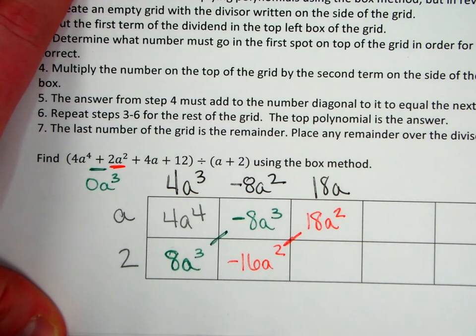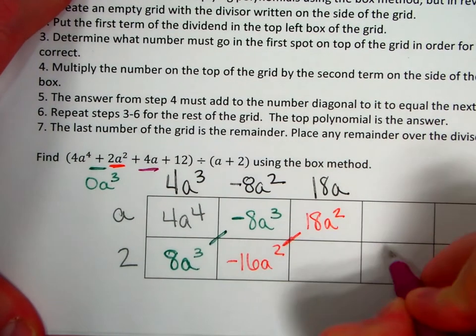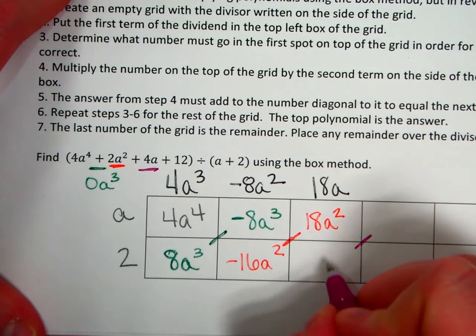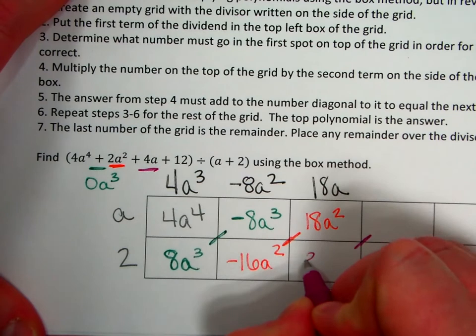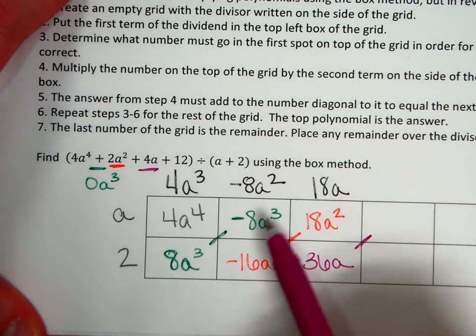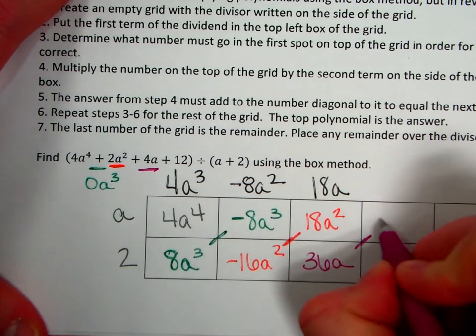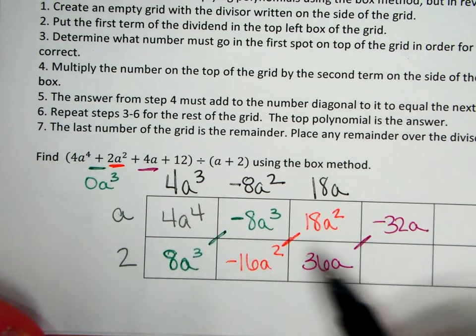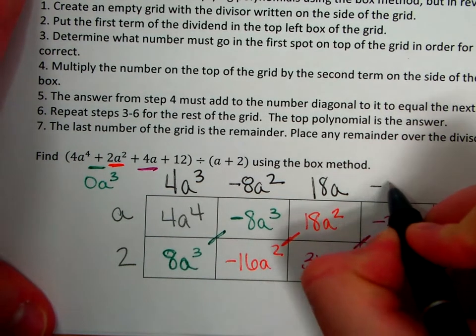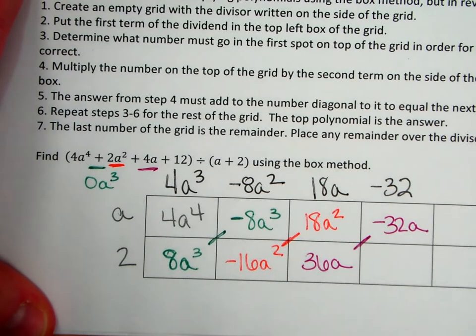Let's see, I've done green, pink, let's go purple. So this would be 18a times 2, which is 36a. What plus 36a gets me a 4a? A negative 32a. So a times negative 32 gets me negative 32a. Negative 32 times 2 is a negative 64.